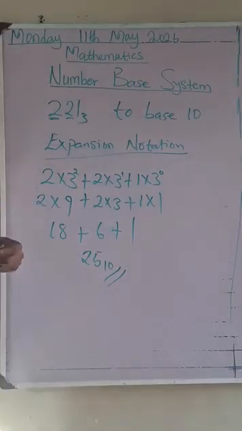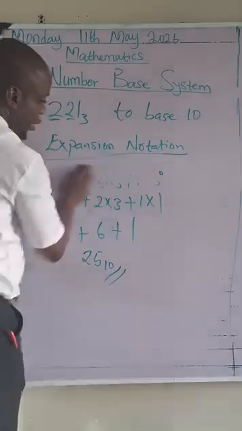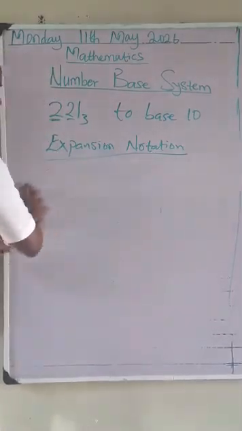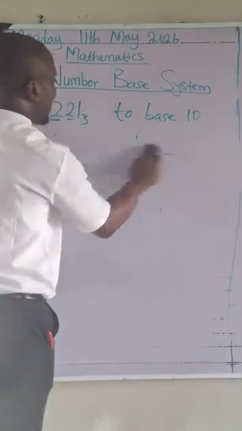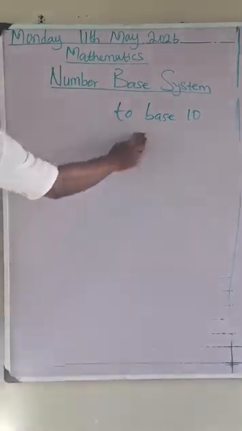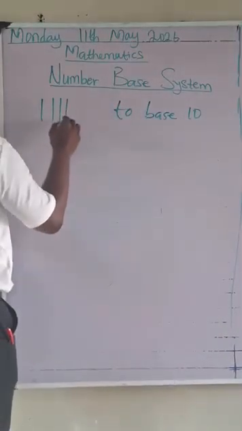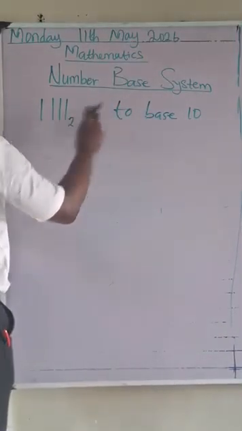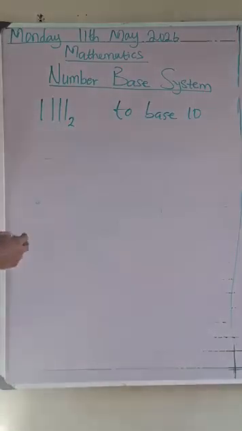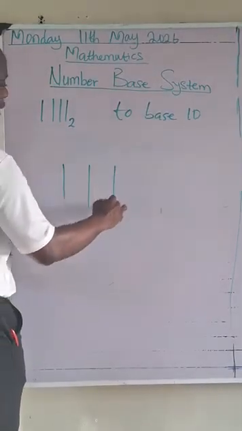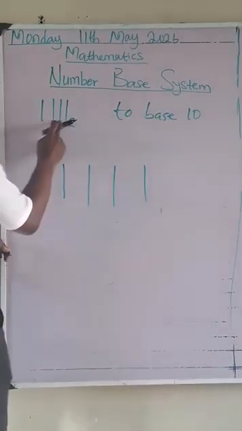Now the next thing we're going to do is very simple, which is the other method I wanted to teach you. So you can be given a number such as, they say convert 1111 base 2 to binary, to decimal, that is base 10. So what happens here is that when you have the digits 1, 1, 1, 1, how many digits? 1, 2, 3, 4, right?